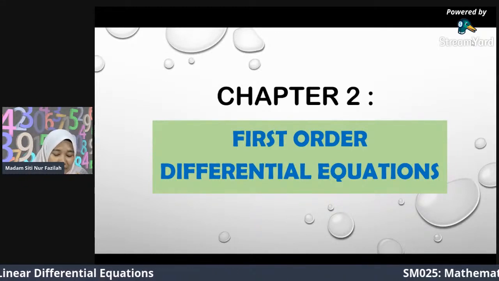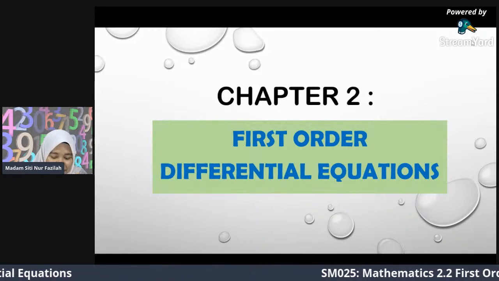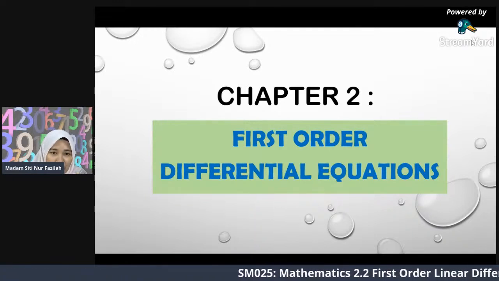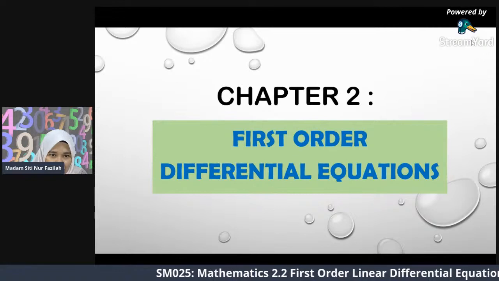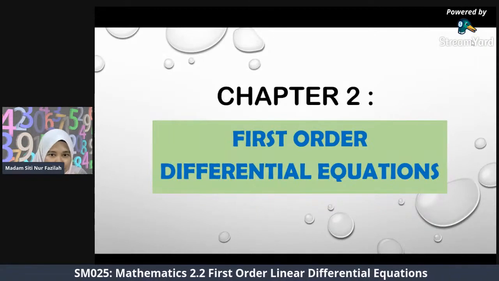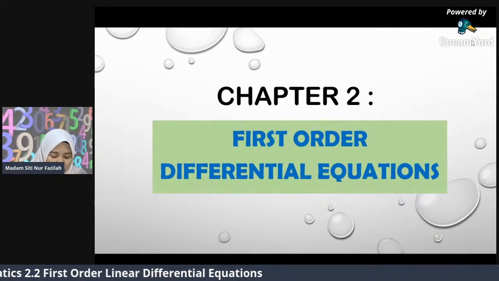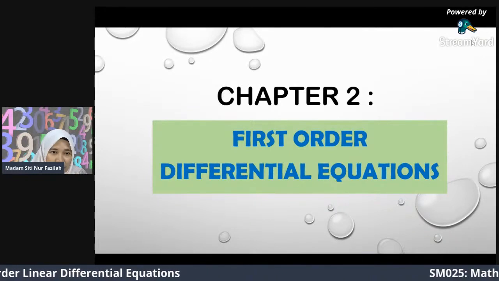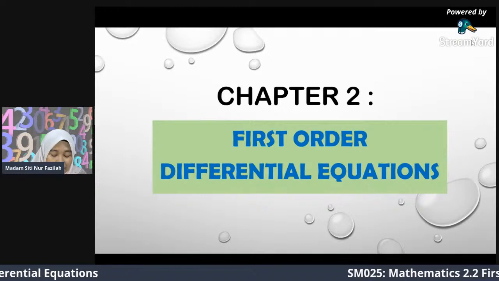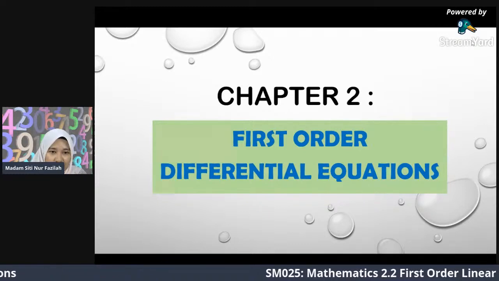On Sunday we did the lecture on subtopic 2.1, separable variable. We are still in chapter 2, the topic is first order differential equation. Today we will discuss subtopic 2.2.